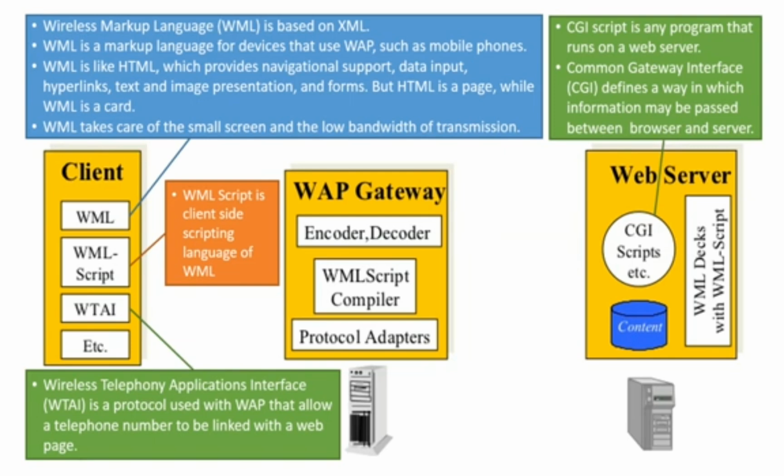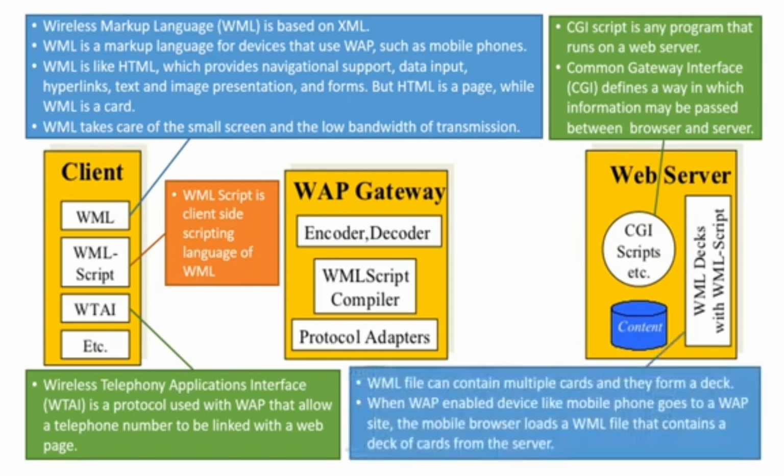Next, we are going to discuss the WML deck. A main difference between HTML and WML is the basic unit of navigation. In HTML, we call it a page, while in WML, we call it a card. A WML file can contain multiple cards and they form a deck. When a WAP enabled device like a mobile phone goes to a WAP site, the mobile browser loads a WML file that contains a deck of cards from the server. So a WML deck may contain more than one card.